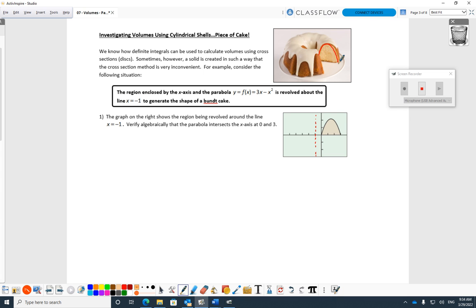I don't know how they're made. There must be a bundt cake container that you bake in the oven. But imagine instead that we took a parabola and just wrapped it around like that. That's basically what it is. It's a bundt cake. So here, this parabola got wrapped around negative 1 and created a bundt cake. That's the volume we're after today.